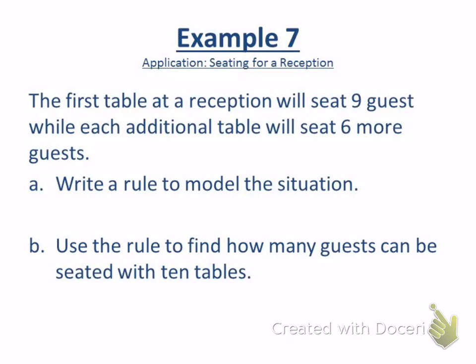Now, does this describe an arithmetic sequence? Yes. Yeah, because you can subtract. Maybe. What are we doing? No, you're adding 6 more. You're adding 6 every time you add a table, right? So it does, because we're increasing by 6 each time. So my first table seats 9 people, and then each additional table has a common difference of 6.